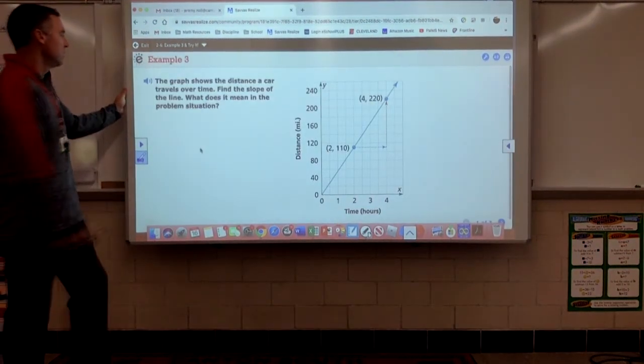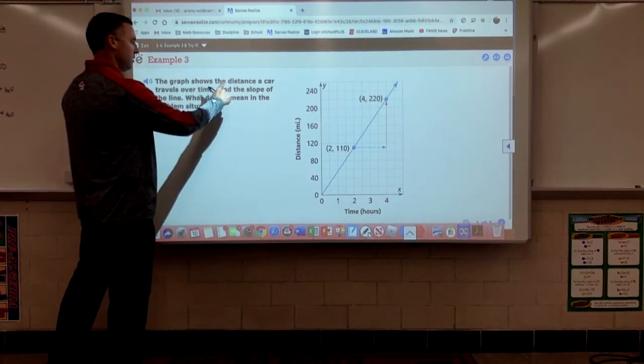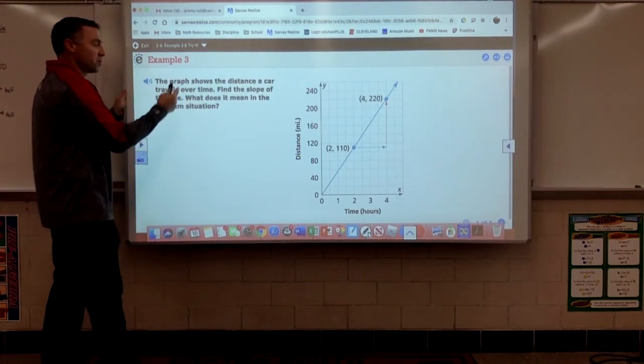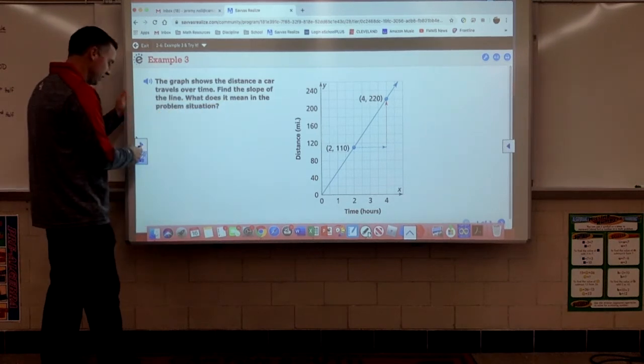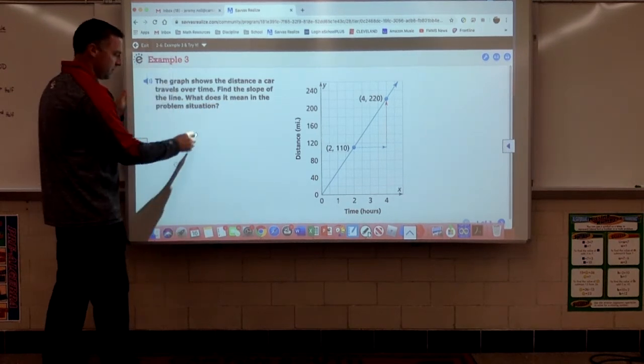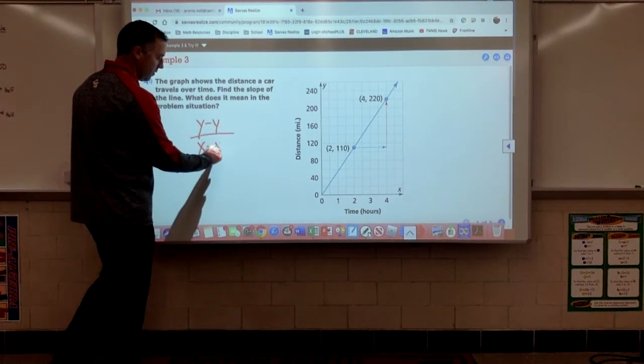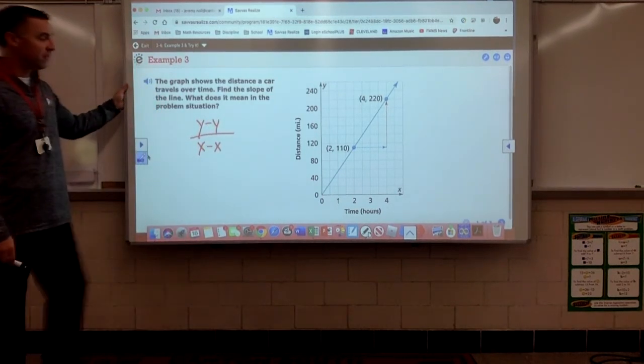Ooh, more graphs. Look, it says it shows the distance a car travels over time. Find the slope. What does it mean? Well, to find slope... Did they specify what kind of car this was? No.